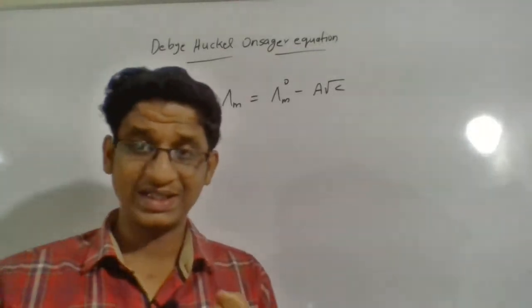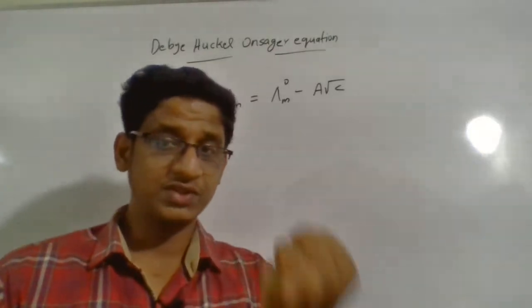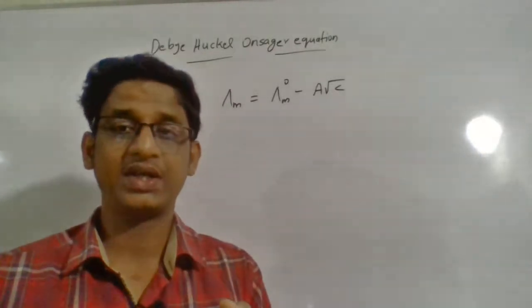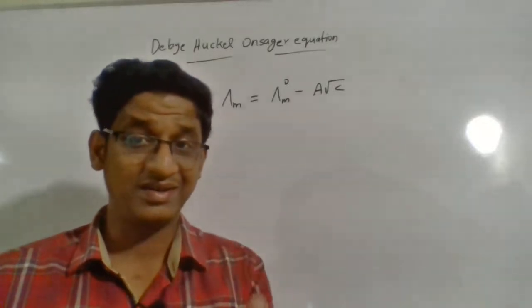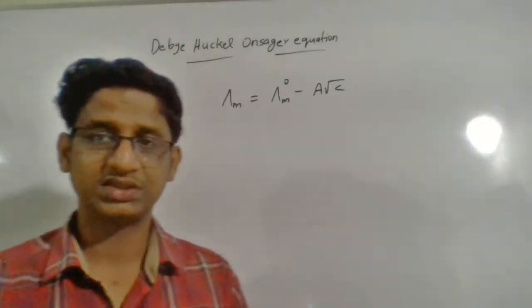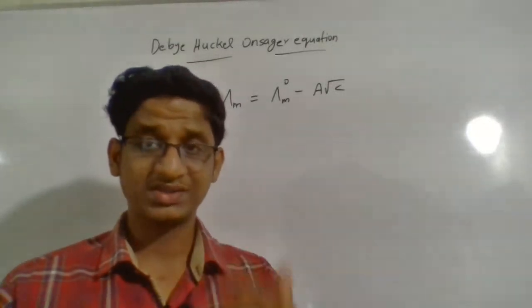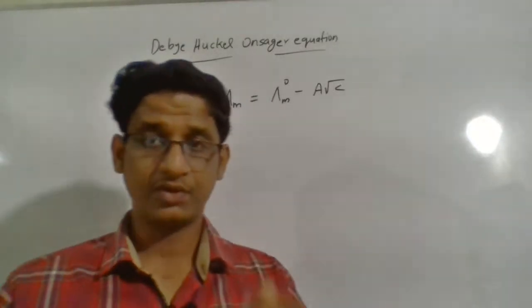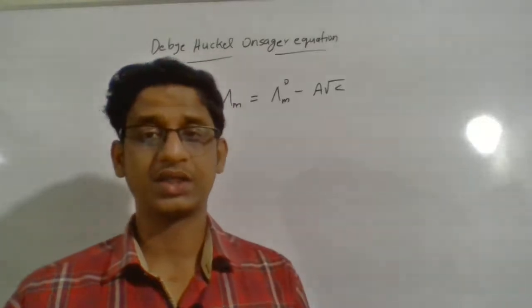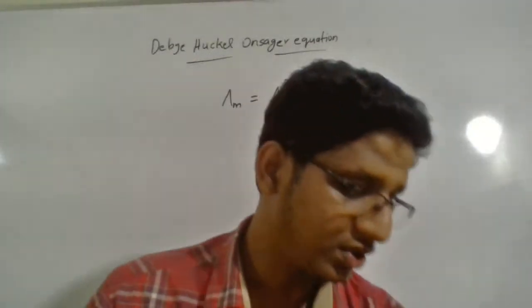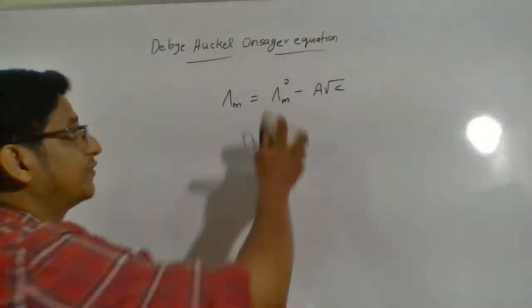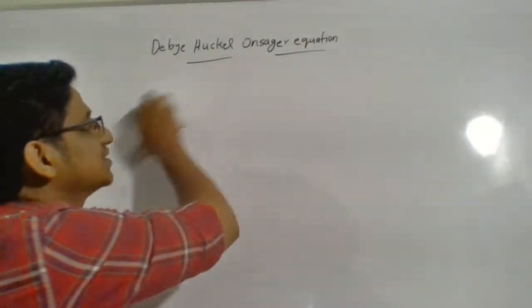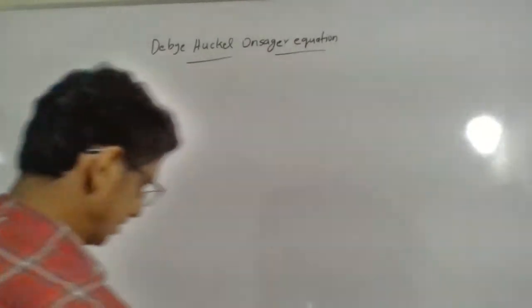Now, after considering the effect of the solvent, like viscosity, and another factor, the dielectric constant, including such factors, Onsager modified the equation for finding the molar conductivity of a strong electrolyte. So let us discuss what it is.